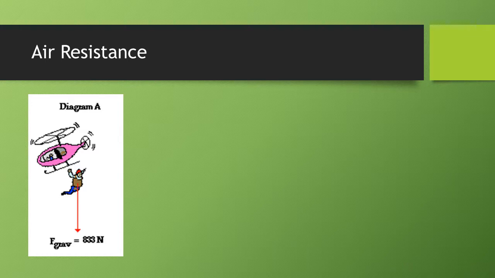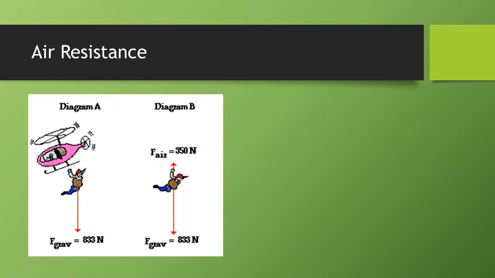So when this guy first jumps out of the plane, for a split second he's not moving at all, and so therefore there's no friction or no air resistance. However, as soon as he starts to move, there will be a friction force. And you can see here, to start with, the air resistance has got a frictional force of 350 newtons. That means overall, the net force is now slightly less.